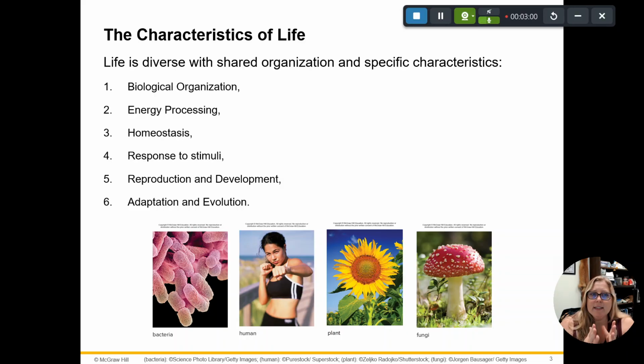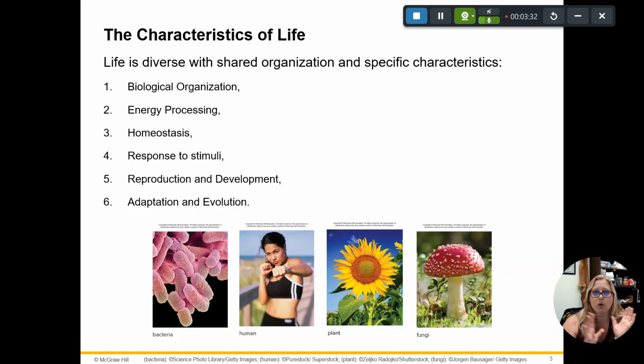And what I like to think about is if I go through and I say, okay, organization, energy processing, homeostasis, response to stimuli, reproduction and development, and adaptation and evolution. Those are 6 characteristics that we might look at a living organism like bacteria or human or plant or fungi or even ourselves, our cats, our dogs, whatever it is we're looking at and say, okay, does it have all 6 of these traits?